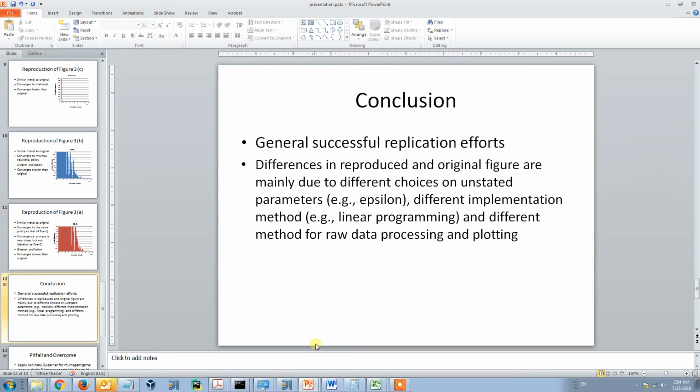Overall, I consider my replication effort successful. The differences in the reproduced and original figures are mainly due to different choices of parameters, implementation method, and the method for raw data processing and plotting.